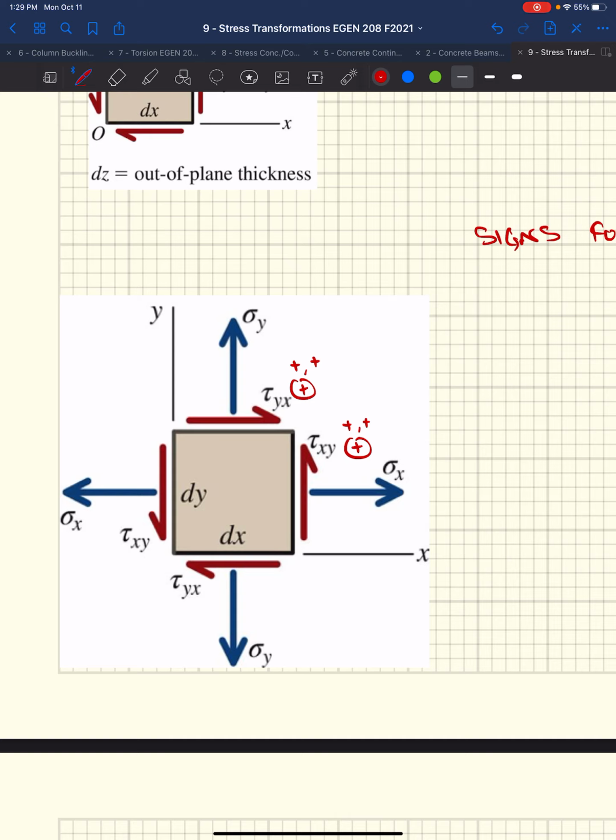We've got this tau yx that's in the bottom down here, okay? It's acting on the negative y face. It's acting in the negative x direction. What does that mean?